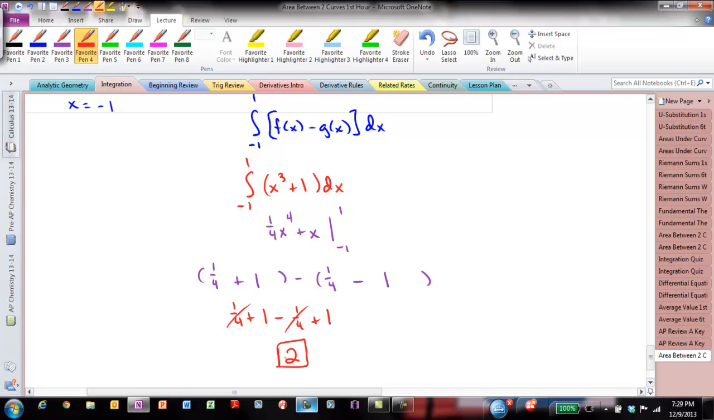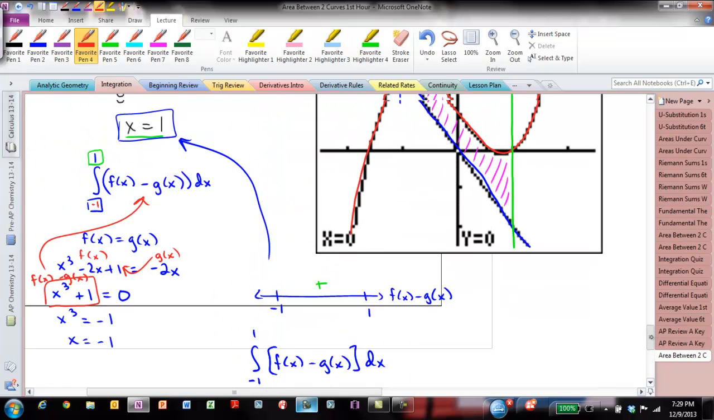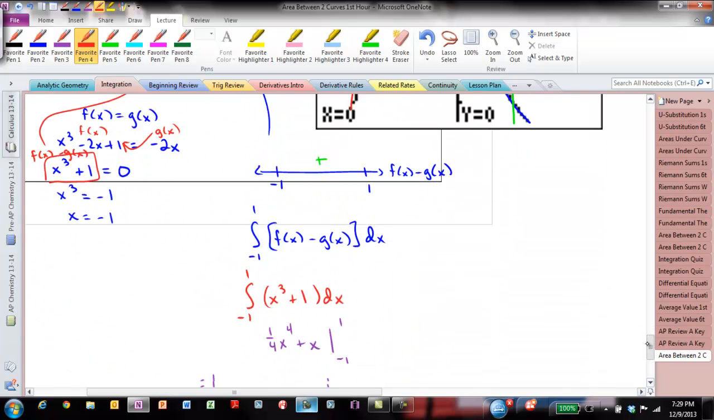You must get a positive number when you're asking about area. And so this area right here comes out as a positive 2. All right?